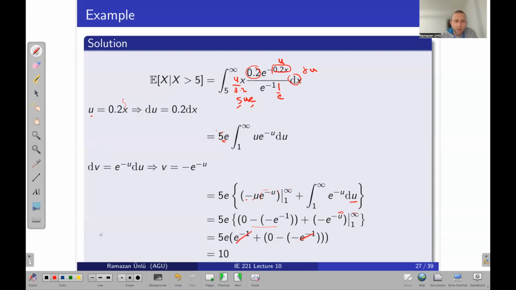So that will be 5e times e to the minus 1 plus e to the minus 1, right? So that will be 5e times 2e to the minus 1. These two will cancel each other, and we will end up with 10. So the result didn't change. And this is how we can calculate the conditional expected value of a random variable under some condition, okay?